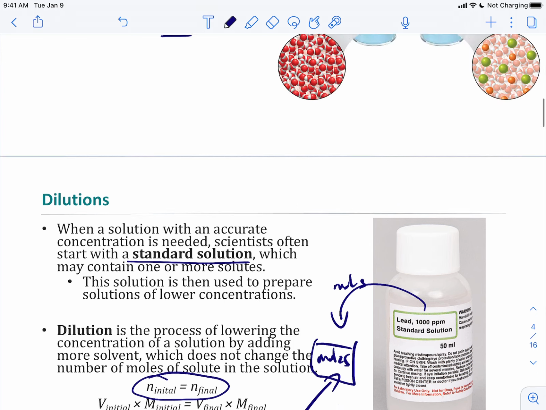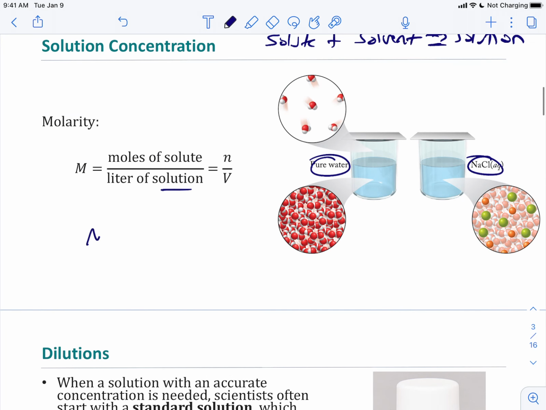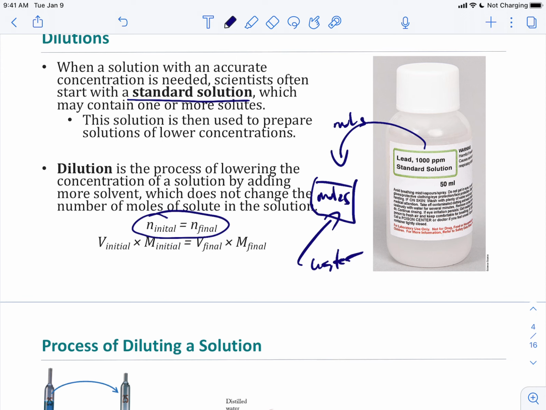Using that and knowing that molarity is moles per liter of solution, just cross-multiplying here, we now know that moles is equal to molarity times volume. Looking at your units, that's moles per liter times liter equals moles. So you can use that idea to say that the initial volume times the initial molarity equals the final volume times the final molarity, because that's moles equals moles. So you can use that process, and we'll do some example calculations using that. It's a very useful equation. Okay, we'll do some of those in class.